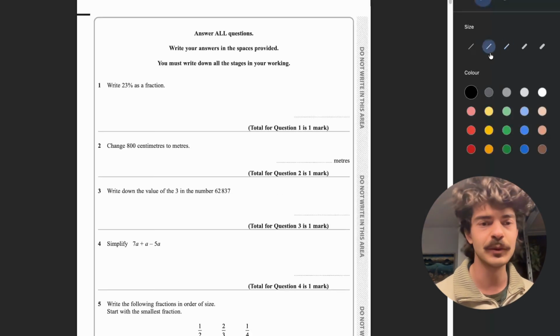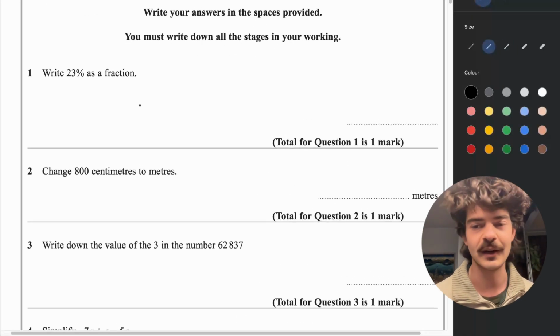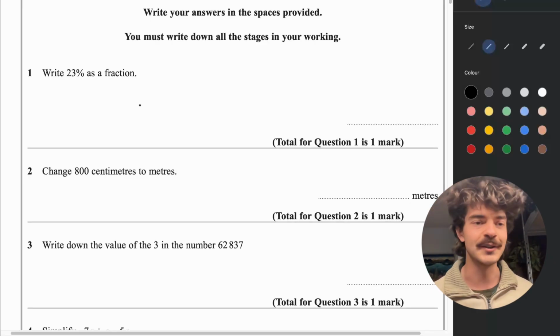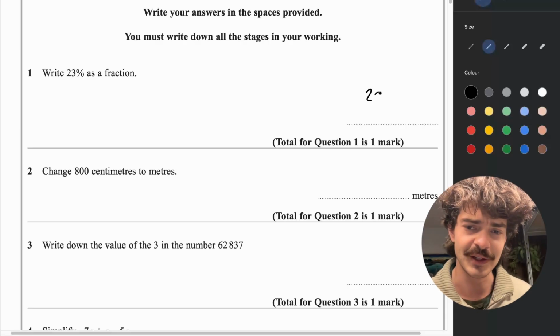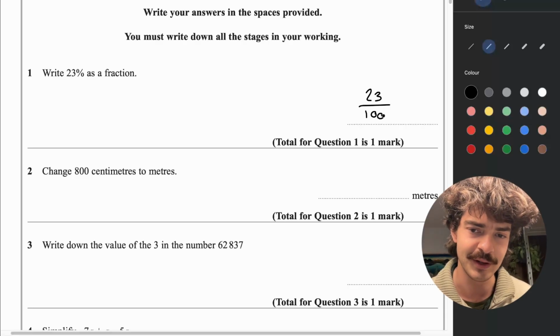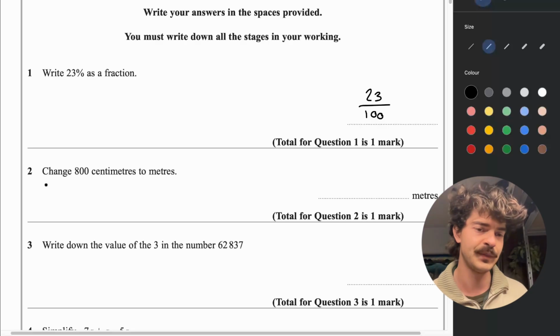So first of all, can you write 23% as a fraction? Easiest thing to do is go, cool, decimals, they're just the number over 100. So potentially one here that you just have to know. But yeah, 23 over 100 to get us started there.